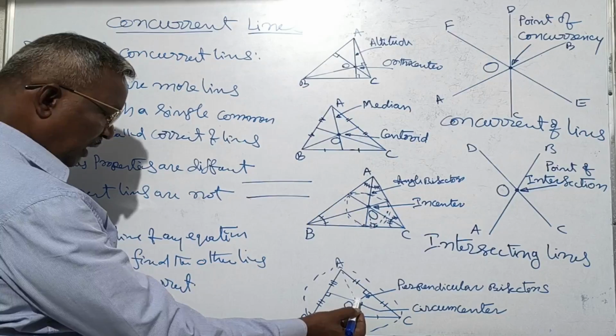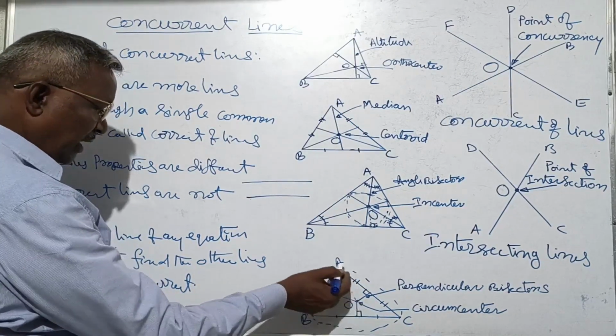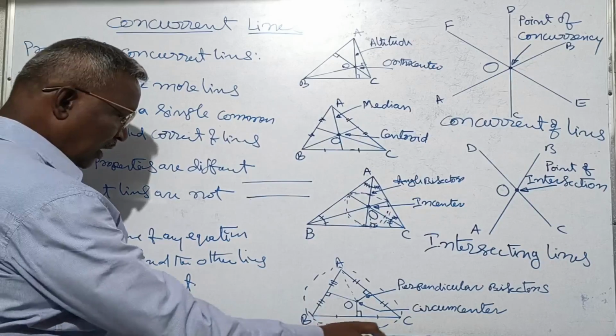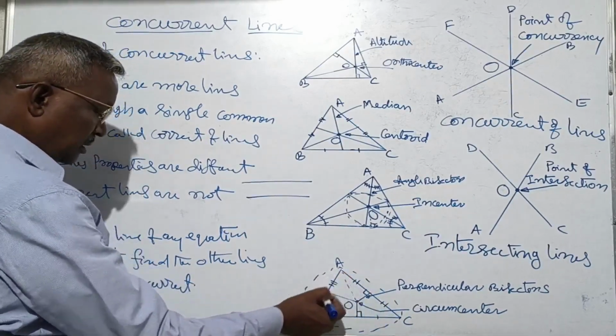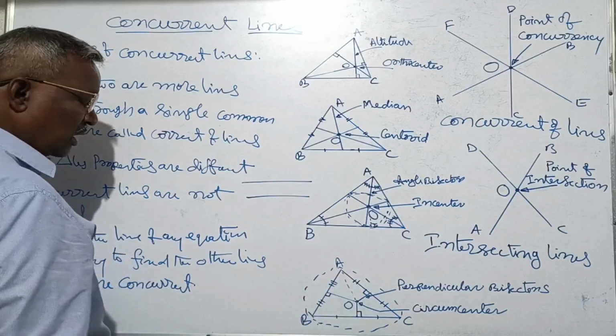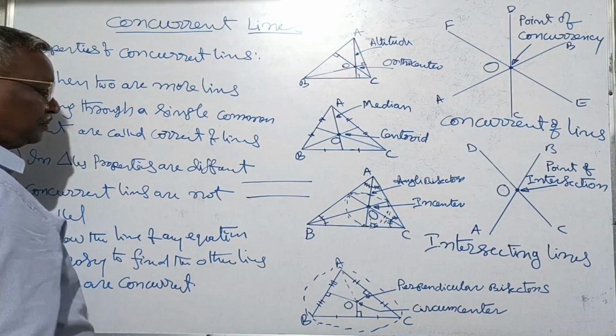From this circumcenter to any vertex, you take that as the radius, then you draw a circle. This circle touches all three vertices. That circle is called the circumcircle.